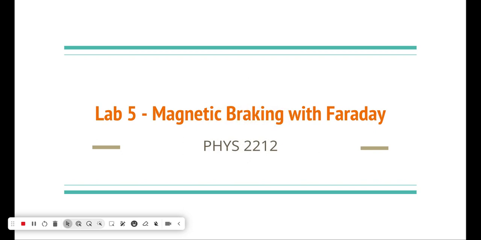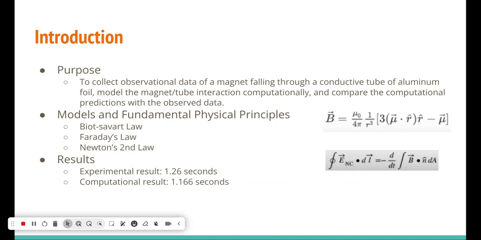I'm Molly, and this is Physics 2212, Lab 5, Magnetic Braking with Faraday's Law. So the purpose of this lab is to do observational and computational experiments by recording data in both those ways, by dropping a magnet through a tube of aluminum foil. And then we're just going to record the times it takes to go through the tube.